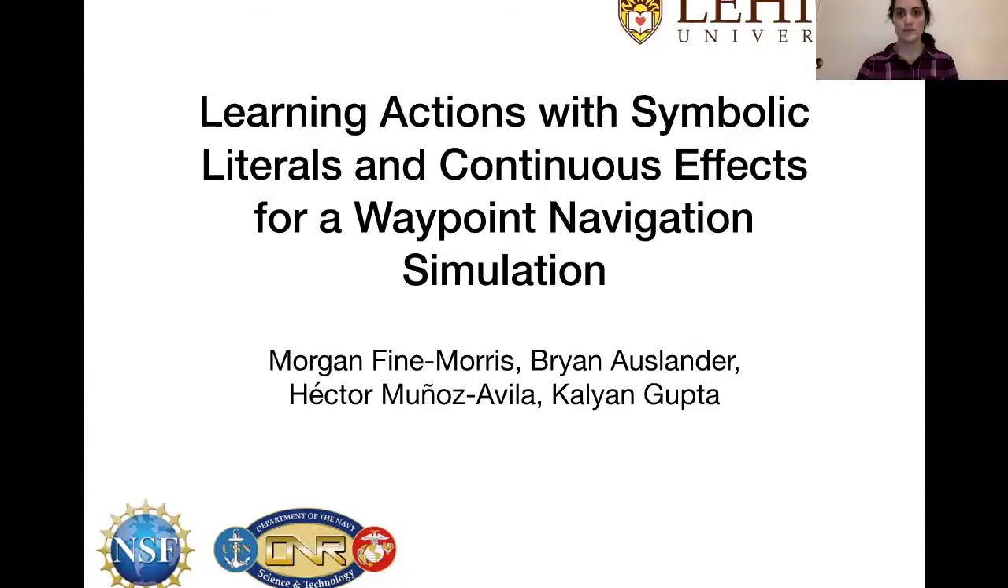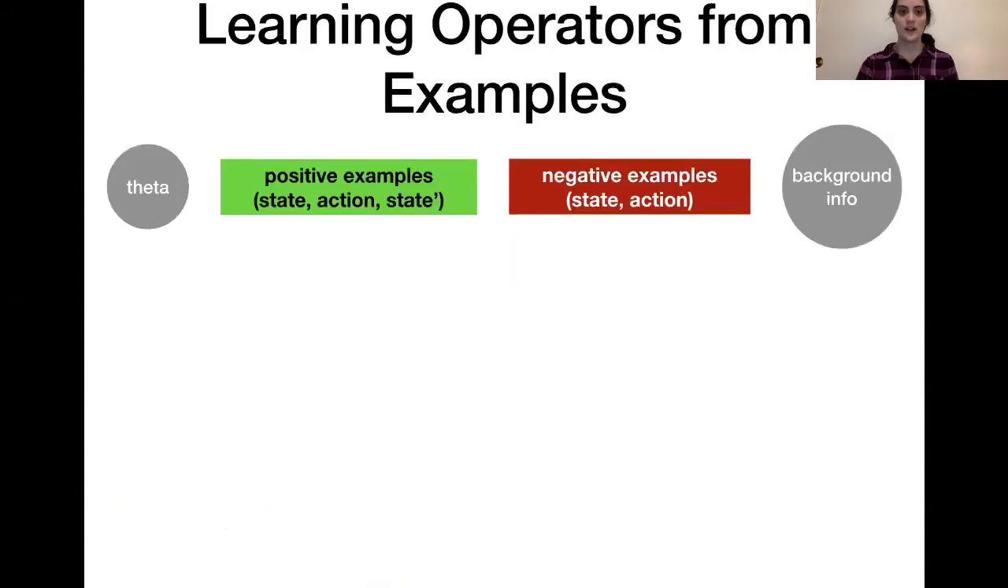Today I'm going to talk about learning action models with symbolic and numeric preconditions for a Waypoint navigation system. So the learning system accepts both positive and negative examples, as well as theta, which I'll talk about later, and background information, which it uses for the numeric component of learning.